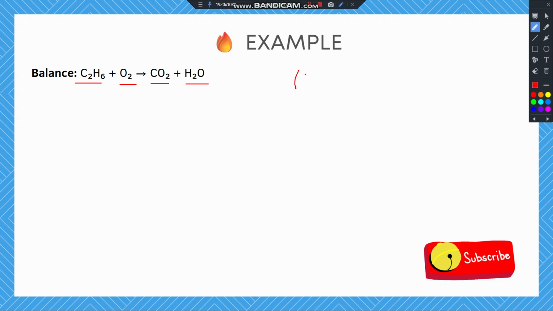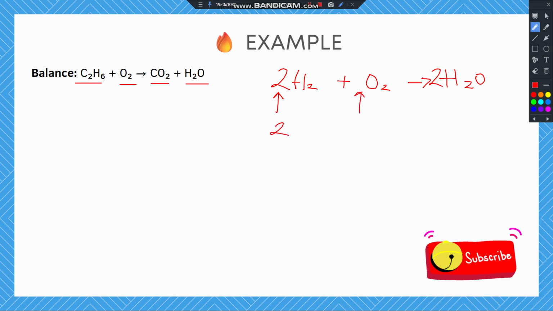For instance, let's say you have this equation, hydrogen combining with oxygen to form water, H₂O. This equation at this point is not balanced. If I were to balance it, I'll simply put a coefficient of 2 in front of hydrogen and a coefficient of 2 in front of water on the right hand side. Now watch this carefully. There is a coefficient of 2 in front of hydrogen, a coefficient of 1 in front of oxygen, even though it is not written, and a coefficient of 2 in front of water.